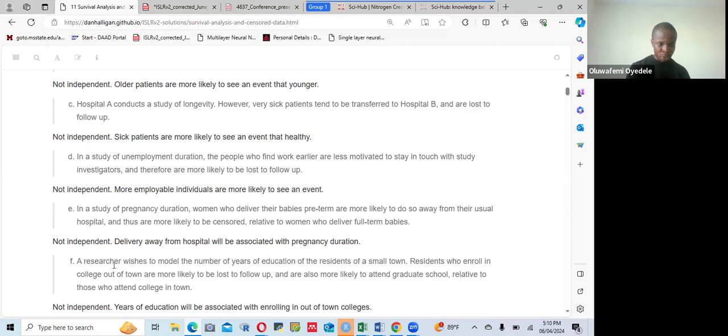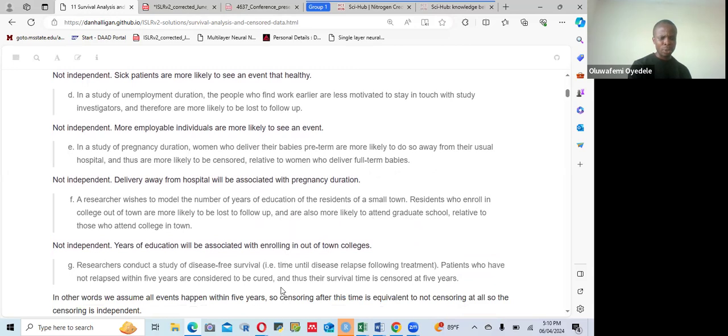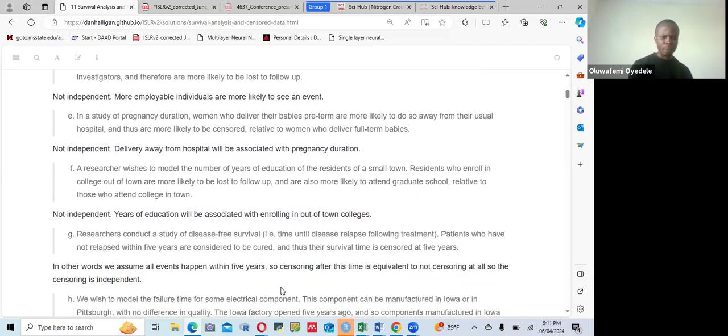F said a researcher wishes to model the number of years of education of the residents of a small town. Residents who enroll in college out of town are more likely to be lost to follow up and are also more likely to attend graduate school relative to those who attend college in town. So we also see in the answer that this is not independent, because years of education will be associated with enrolling in out-of-town colleges.